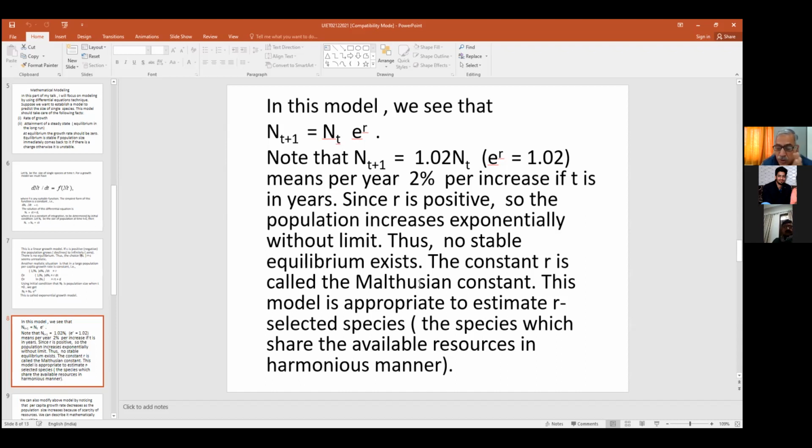R-selected species are those species in which all the individuals of the population live together, eat together, and never fight with each other for resources. So the only way of eating more is to eat fast. They do not fight with each other for food, like honeybees. Similarly, pigeon population, sparrow population, and termites never fight with each other for resources. So this is r-selected species.